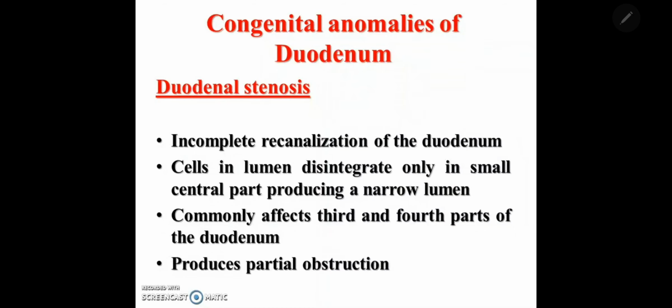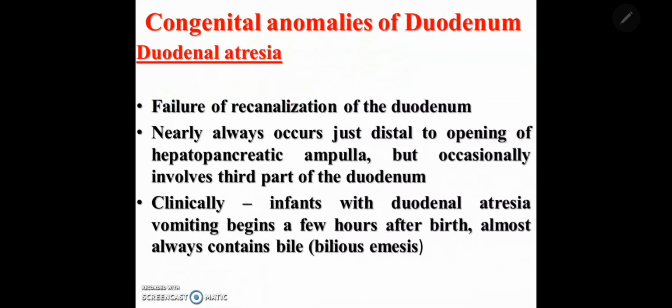Coming to the congenital anomalies of the duodenum: duodenal stenosis is due to incomplete recanalization, and duodenal atresia is due to failure of recanalization. It always occurs distal to the opening of the common bile duct, and the infant will present with vomiting, bilious vomiting.